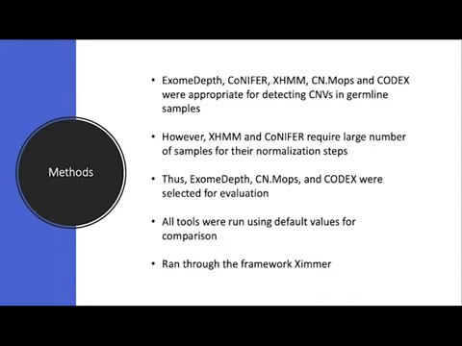While available for germline CNVs, Conifer and XHMM, two algorithms, use PCA and singular value decomposition algorithms for their normalization step, which require at least 100 samples that we do not currently have available in this phase of the NCGenes project. So I ended up selecting ExomeDepth, CNMOPS, and CODEX, and ran them with their default parameters through Zimmer, which is a computational framework that allows you to compare output for exome sequencing germline callers.